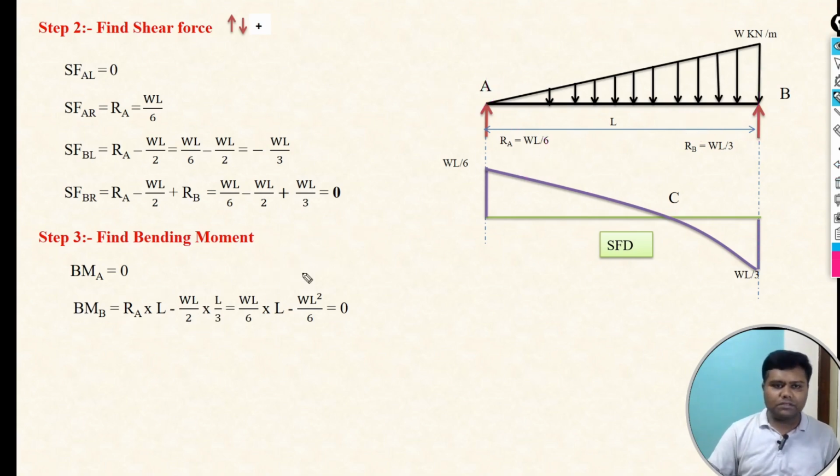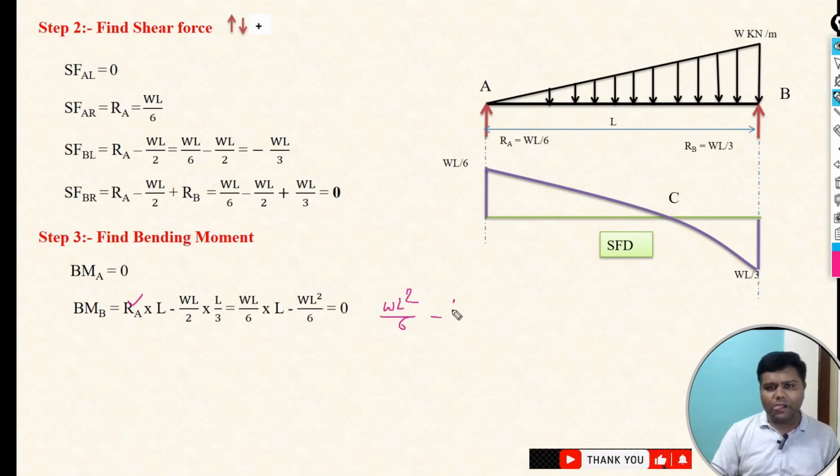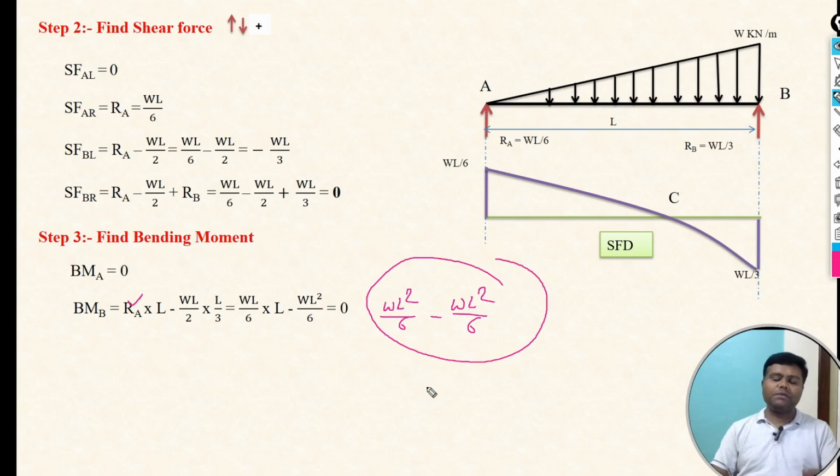Now just solve this. RA already we have calculated. RA equals what? WL by 6. So WL by 6 into L minus WL square by 6. So this term is what? WL into L, that is WL square by 6, and this is also WL square by 6. So here we can see WL square by 6 minus WL square by 6. The bending moment at B point is also 0.